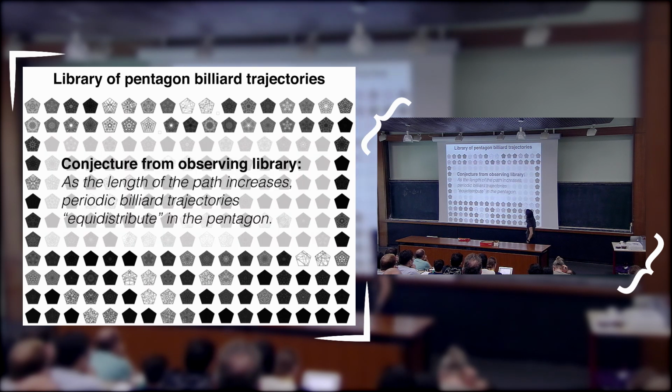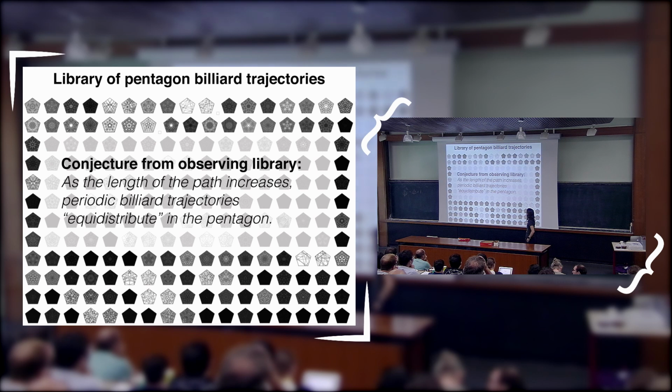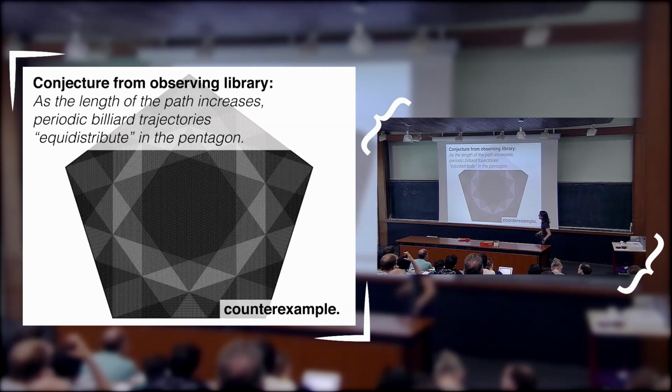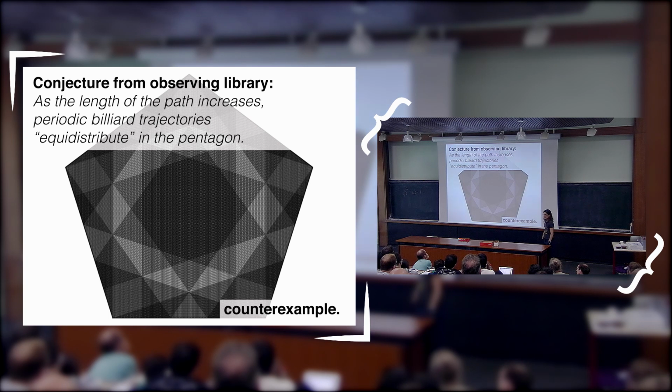So a conjecture from just looking at this library is that as the length of the path increases, periodic billiard trajectories equidistribute in the pentagon, whatever that would mean. Now, it's periodic, but I think you understand the idea of equidistribution. It would kind of fill in everything the same. But it has to be false, because check this out. Clearly not equidistributing, this one, because of this light region, this light annulus.